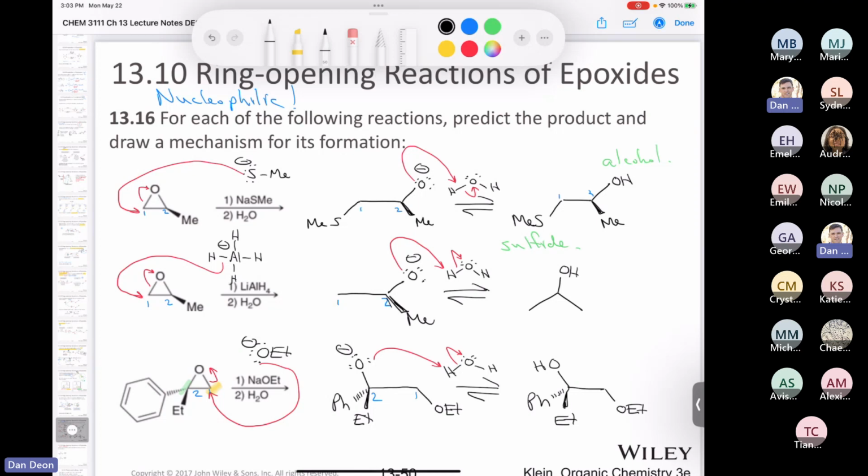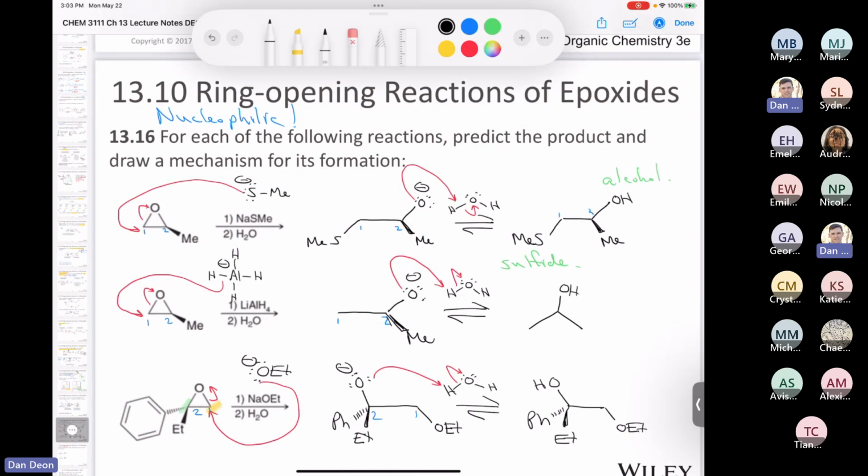So strong nucleophiles do not require acid. So let's put in here. Friends don't let friends. No, we'll put in here.